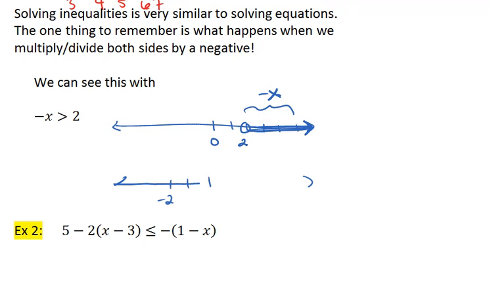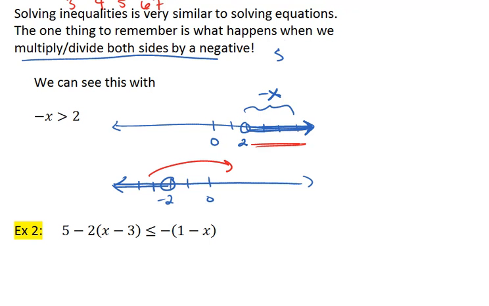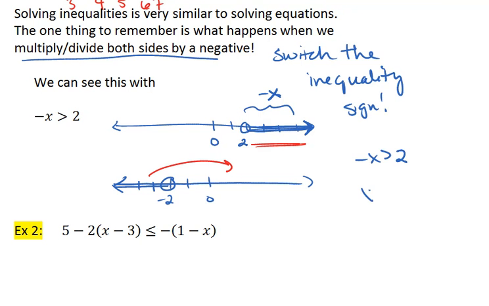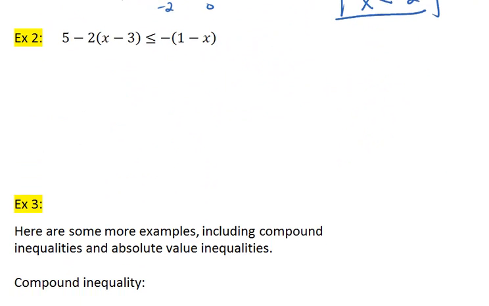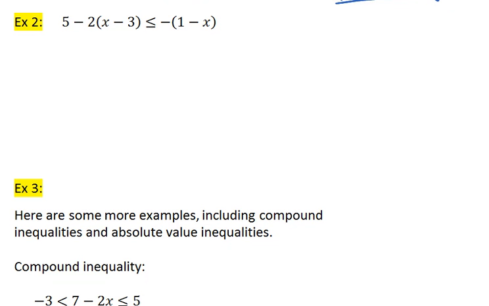Because when we multiply those values by a negative sign, it flips them, putting them into this spot on the graph. Thus, the upshot of this is whenever we multiply or divide by a negative, we need to switch the inequality sign. So negative x is greater than 2 means x is less than negative 2. Try this example in your notes and go on to the next video when you're ready to see it.